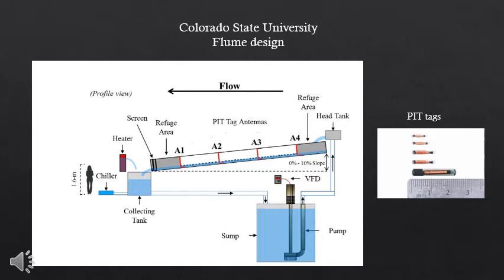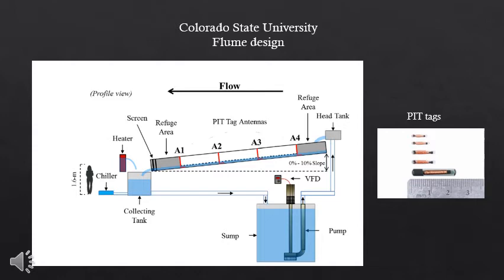The flume utilizes a recirc system in order to not waste water. The water is stored in the sump, where it is then pumped up to a head tank on the top right. It then spills into the flume at a steady rate and runs down the flume over 4 antennas listed as A1 through A4. The water is then collected and heated or cooled as necessary before returning to the sump.